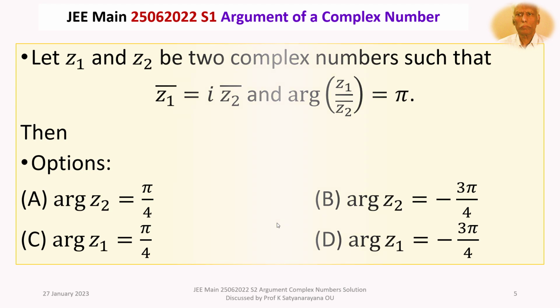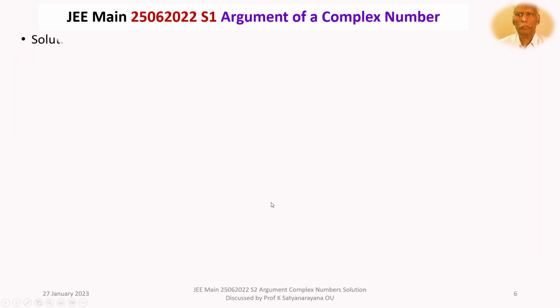We now discuss the solution of the problem in detail. To solve this problem, a student has to know the properties of the complex conjugate of a complex number and the properties of the argument of a complex number. So we recall all these things while we discuss the solution.